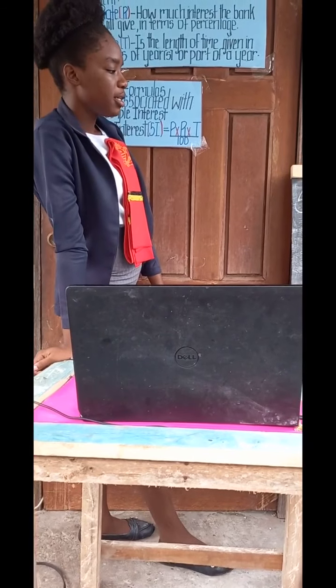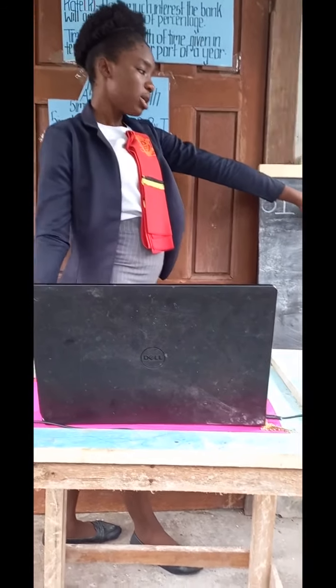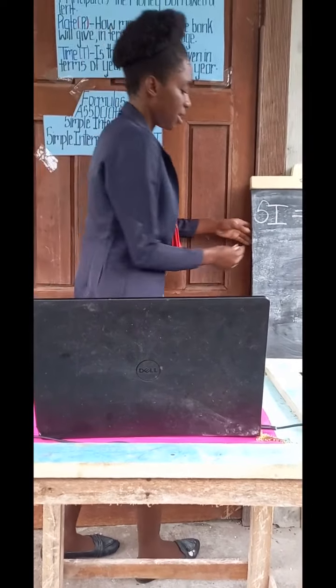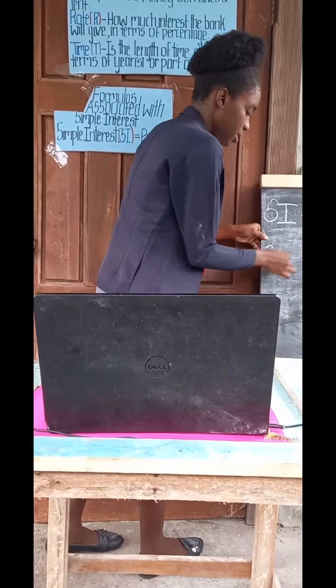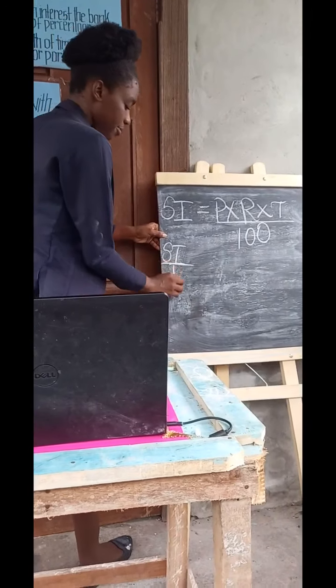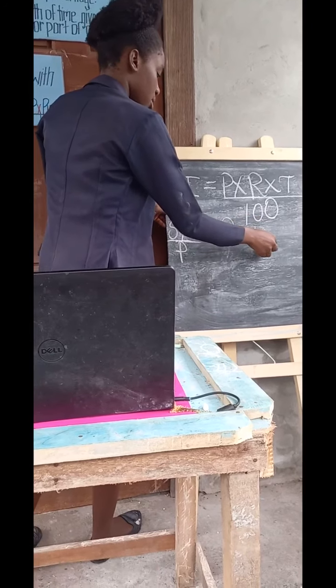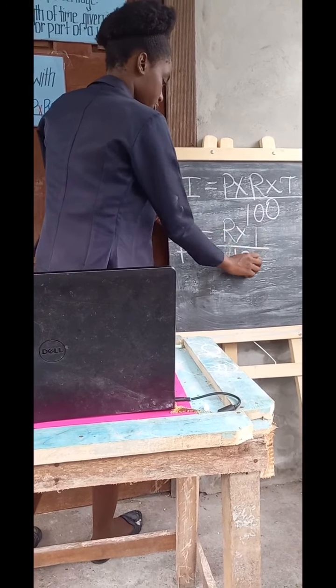We're going to carry the principal over the equal sign. And what is the principal doing to the rate? It's multiplying. So it's going to be simple interest divided by the principal, and that's going to equal rate times time divided by 100.